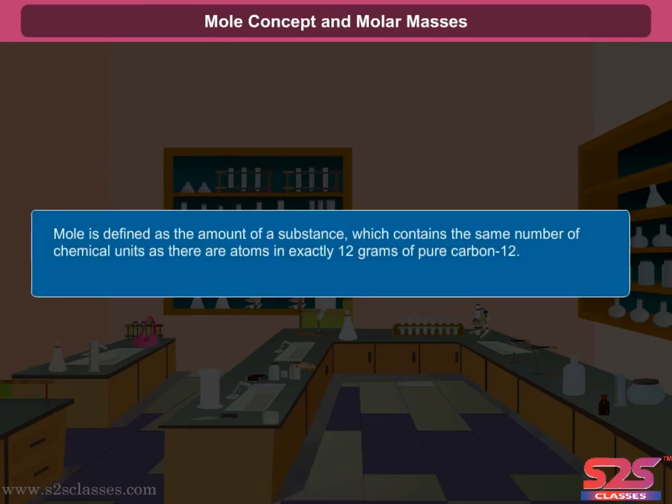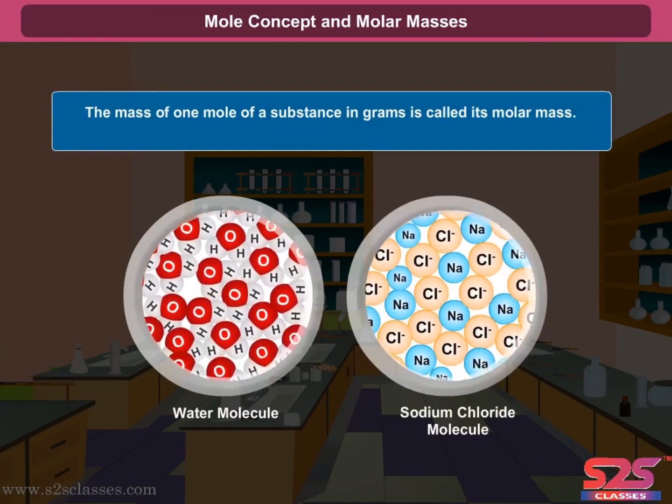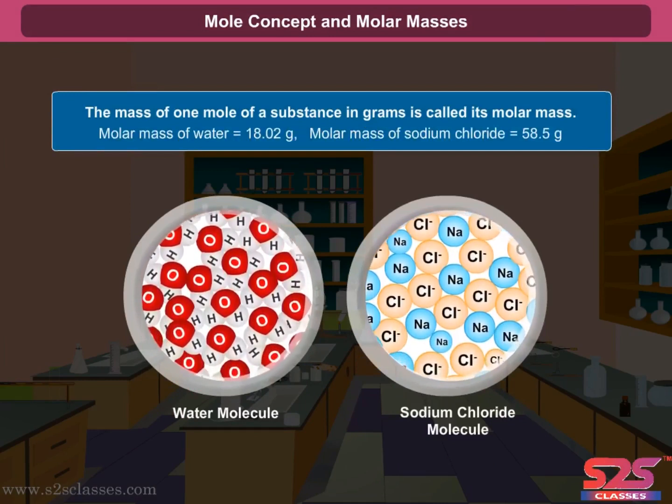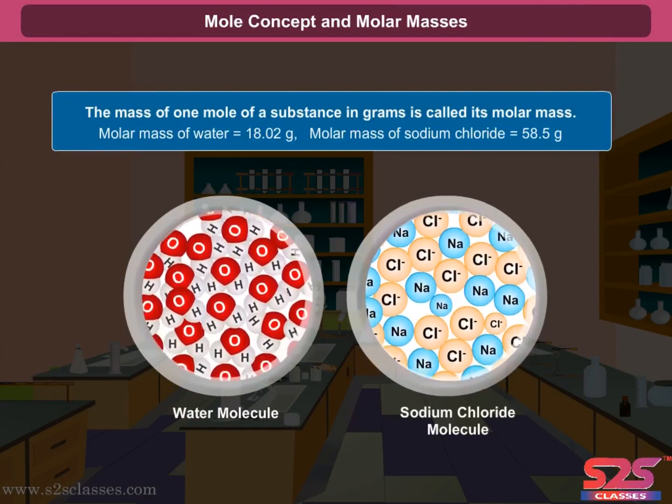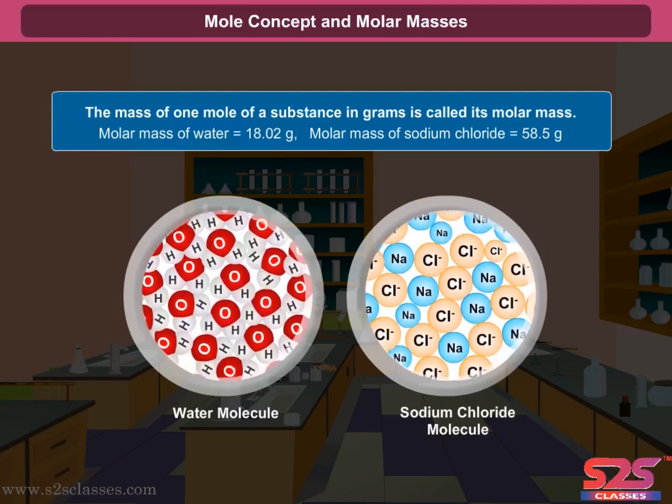Mole is defined as the amount of a substance which contains the same number of chemical units, atoms, molecules, ions or electrons, as there are atoms in exactly 12 grams of pure carbon-12. A mole represents a collection of 6.022 × 10^23 (Avogadro's number) chemical units. The mass of 1 mole of a substance in grams is called its molar mass. For example, molar mass of water is 18.02 grams and molar mass of sodium chloride is 58.5 grams.